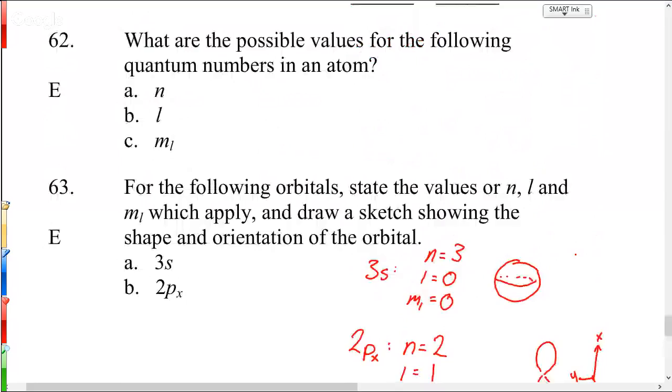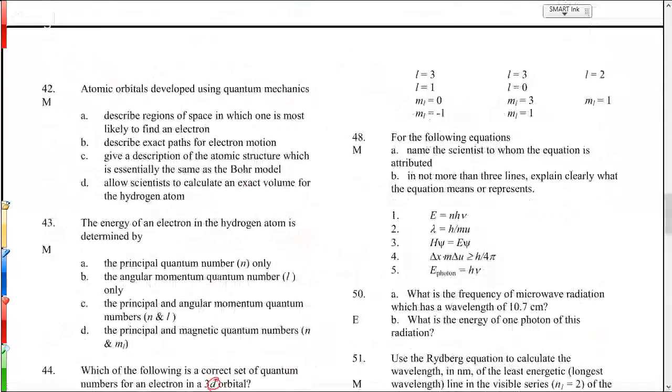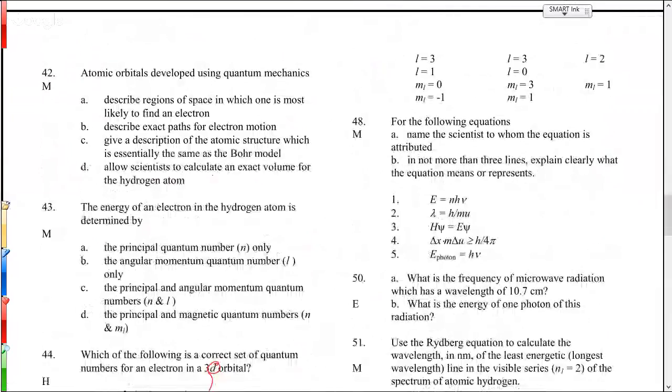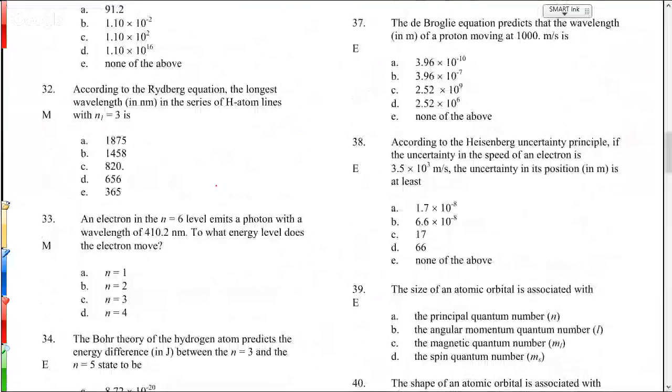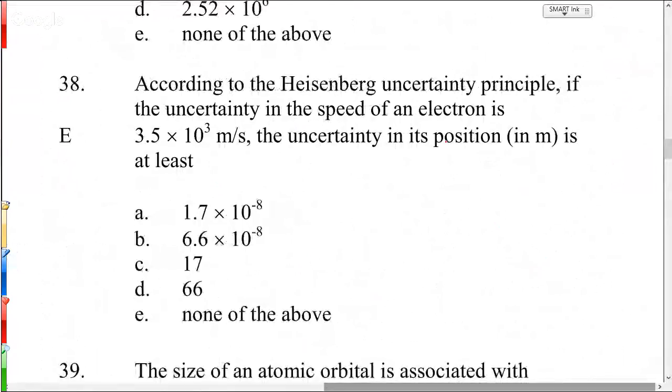Okay. All right, we've got a couple minutes left. Let's check out some of these other questions. We didn't do an example of this one, so let's try this one out. According to the Heisenberg uncertainty principle, if the uncertainty in the speed of an electron is 3.5 times 10 to the third meters per second, the uncertainty in its position in meters is at least, so we have to look at that equation again.